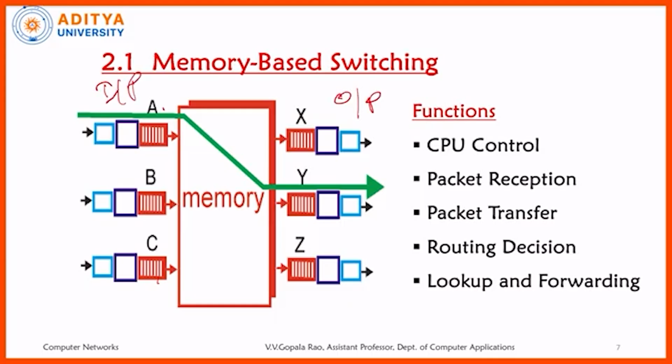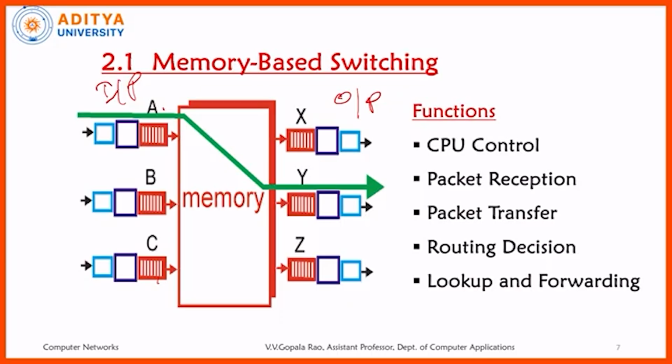Why are there A, B, C and X, Y, Z? Because you cannot restrict it to only a single input port, and you cannot say there is only one output port. There are several inputs and several output ports, so they should be joined on a temporary basis. A connection should be established on a temporary basis. That is why multiple input ports and multiple output ports are shown in this figure.